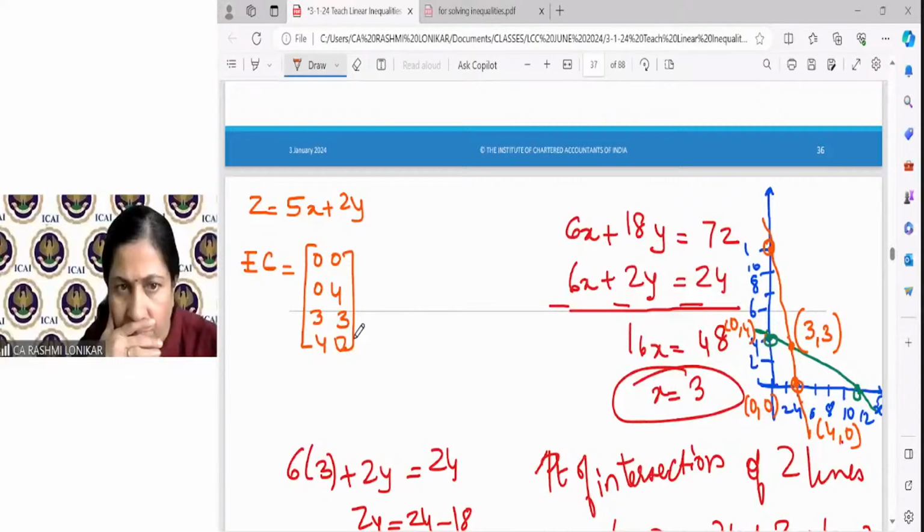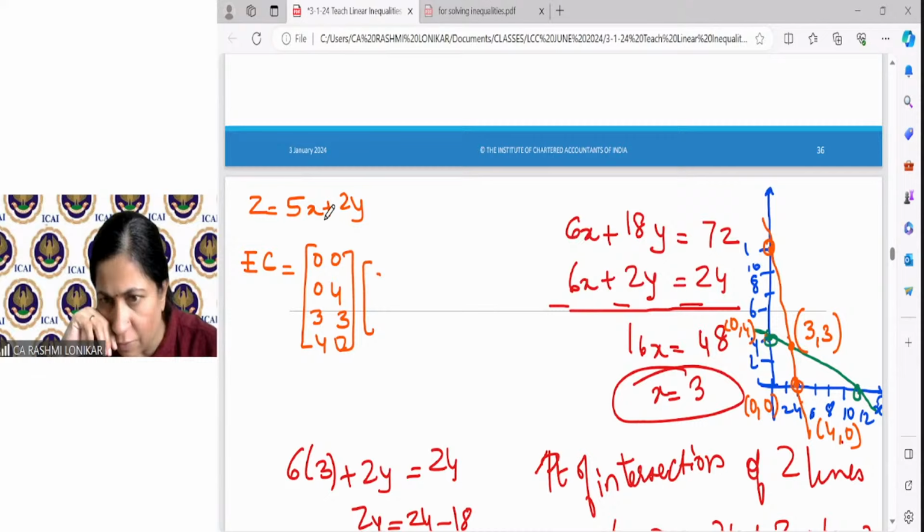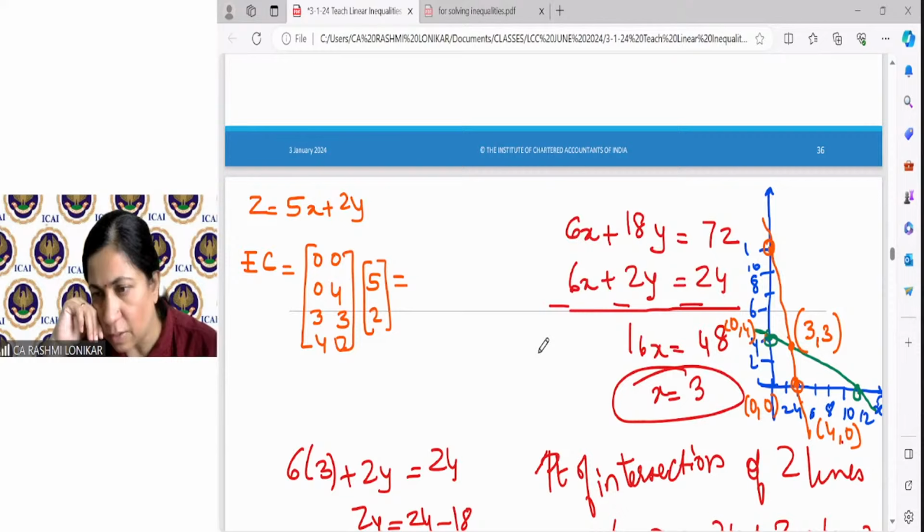And what is my C? C is 5, the coefficient of x, and 2, the coefficient of y. Now I will multiply this. So how much will I get?